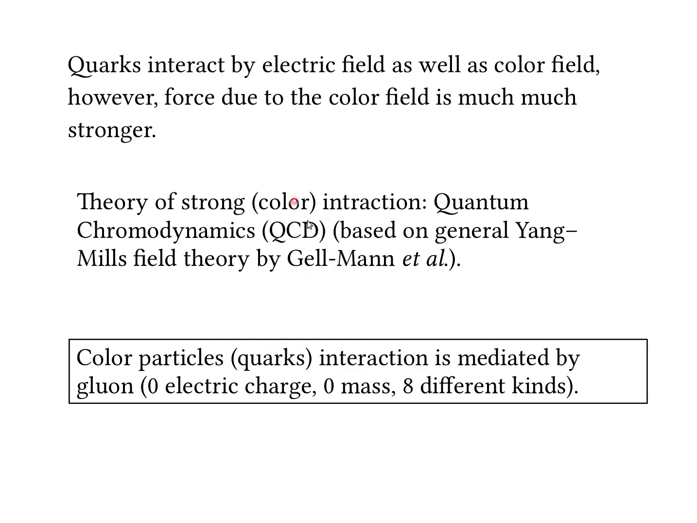So when we have color particles, let's say we have a quark and another quark, they interact via the color force, the color field. The exchange particle is called a gluon, and there are 8 different kinds of gluons, which have zero mass and no electric charge. So they interact with each other, and the exchange particle is a gluon in this case.